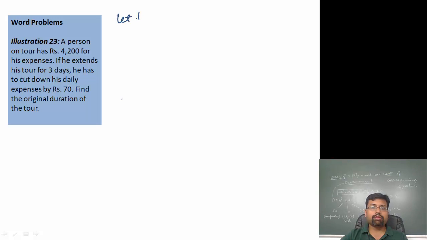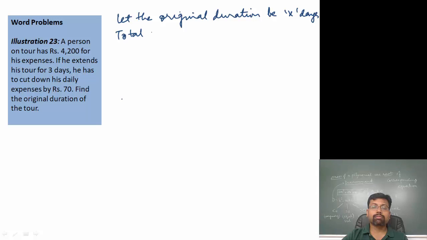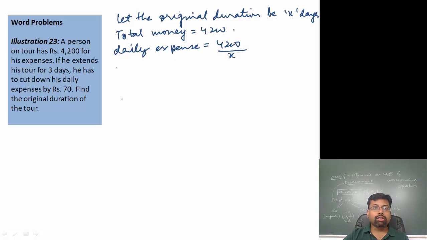So let the original duration be x days. So initially planned for x days and the total money he had with him was 4,200. So daily expense would be 4,200 divided by x.